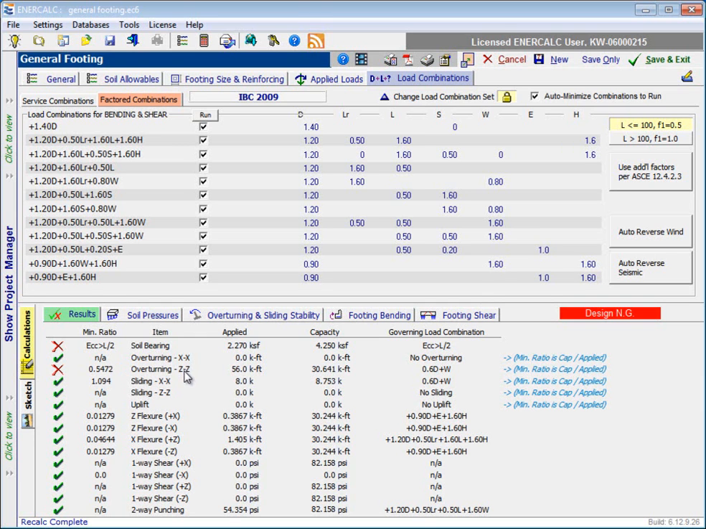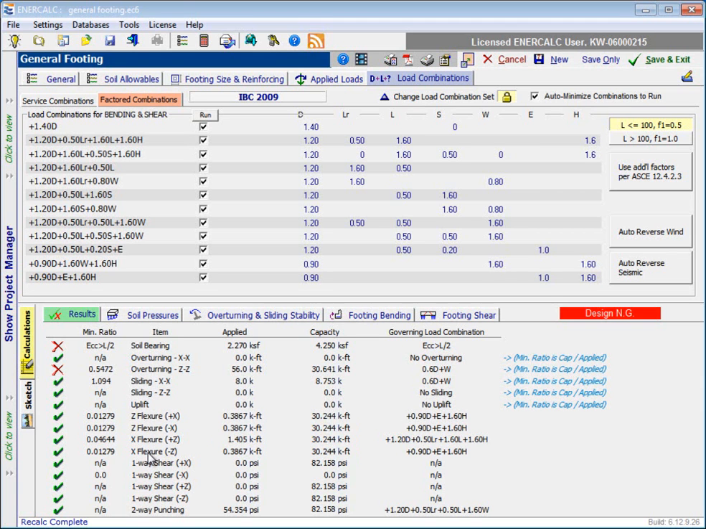Notice that we have an indication of overturning about the x-axis and about the z-axis. We only applied overturning loads, the shear and the moment, about one axis, so that's why we only see something meaningful about the z-axis. And then corresponding to that, when we look at sliding in the x direction and the z direction, notice that we only have non-zero values in the x direction. That's for the same reason that we only have moment about the z-axis, because we only applied forces that would cause sliding in the x direction. Then we have an uplift check, and I did not apply any loads that would tend to cause uplift, so that's what the program is indicating here.